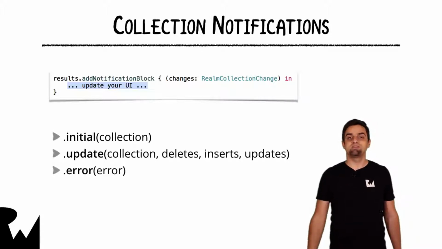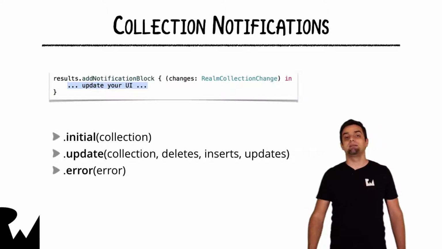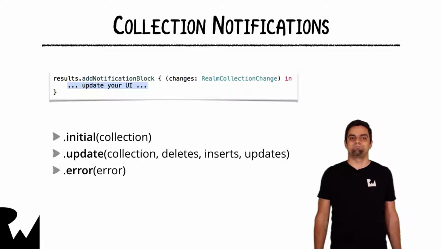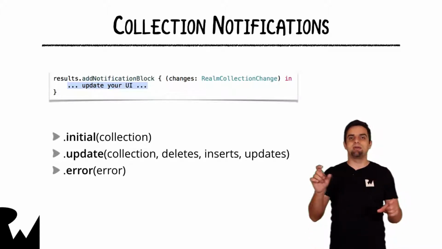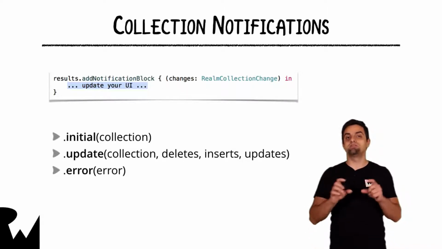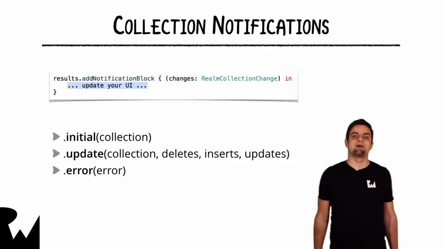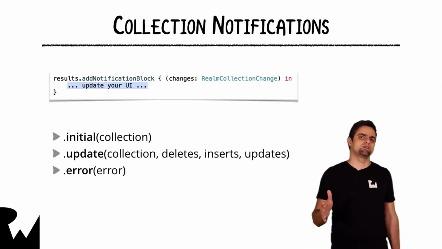Now, with these indexes, you can take them and update your table or collection view or in any other way, your UI. So you have all the information to update, just cherry pick the components that you need to update, the rows that you need to update, and update them with that information. So let's see that in action.